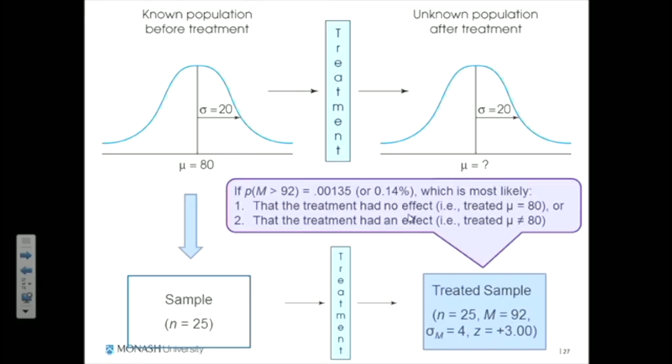And so we can now decide between whether or not the treatment had an effect, that is, whether our treated population mean was equal to the population mean before, so there was no effect, or whether there was an effect and the treatment mean was different somehow. Using that z-score, because we can now fit our sample into the population.